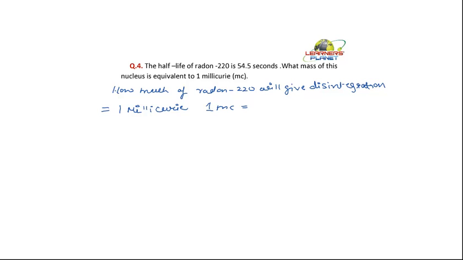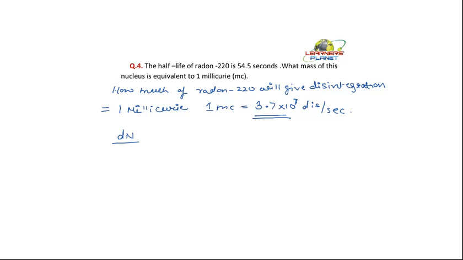Now 1 millicurie is equal to how many disintegrations per second? It would be 3.7 into 10 to the power 7 disintegrations per second. This is a standard unit. You don't need to use your brains here. There is a standard unit, 1 curie. Curie is the unit for radioactive disintegration. Now you know the activity: 3.7 into 10 to the power 7 disintegrations per second is the activity.